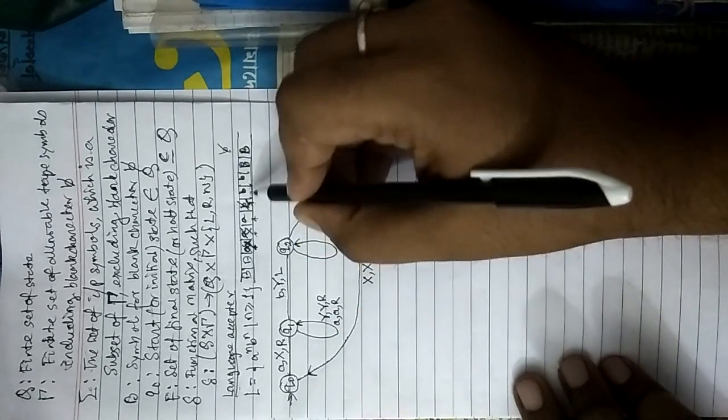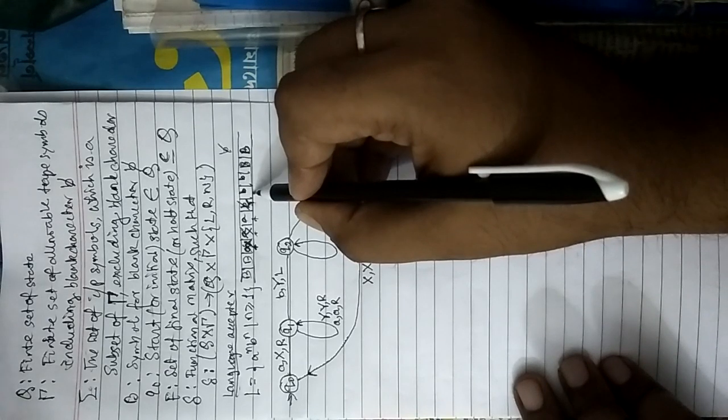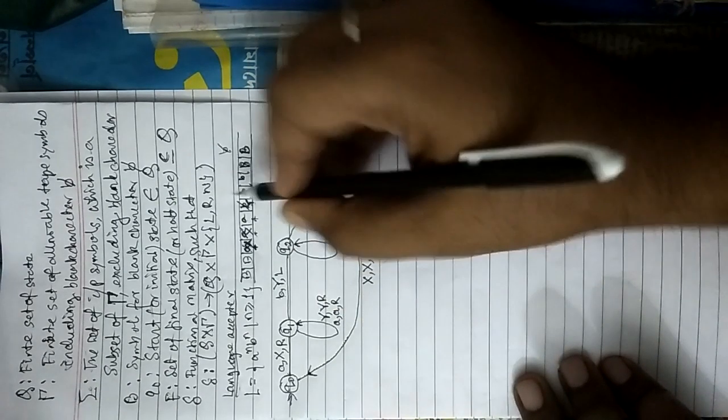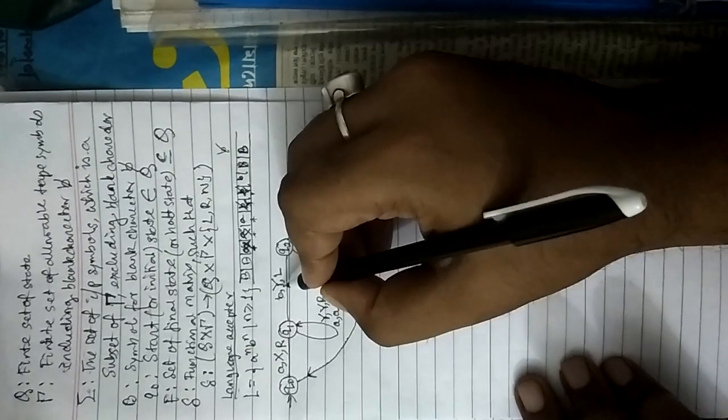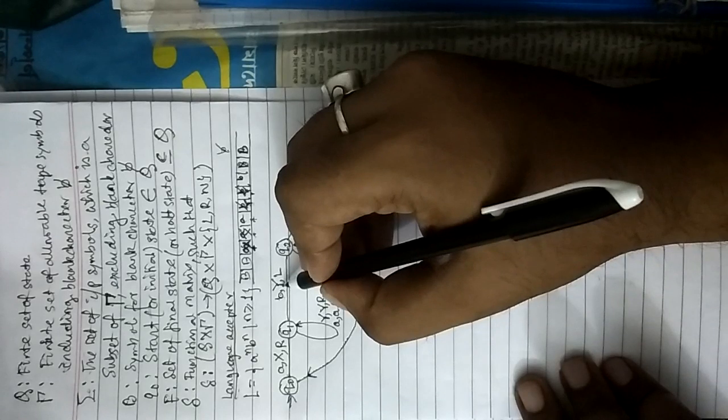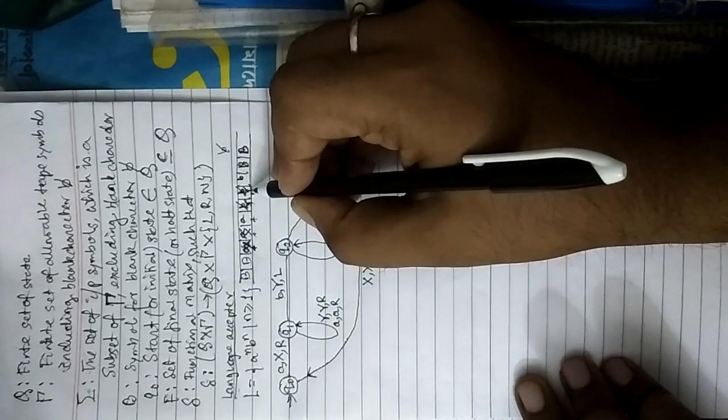Then it moves towards the right. Then your pointer is over here, so you are in Q1 state. You are reading B. Replace this B by Y, and move towards left.